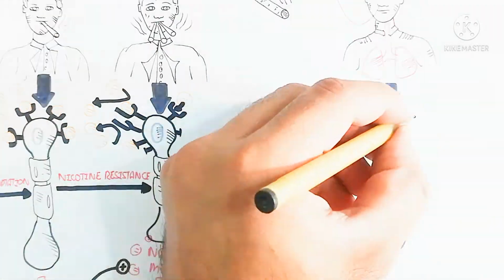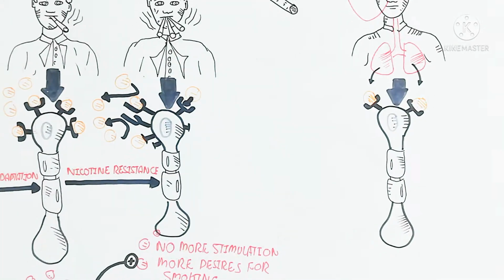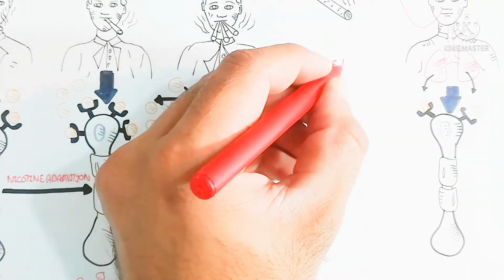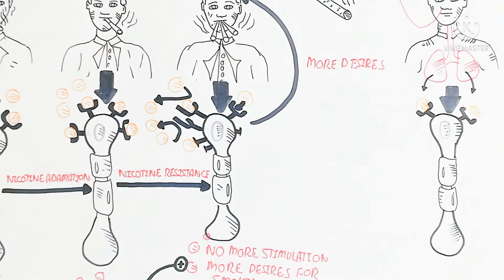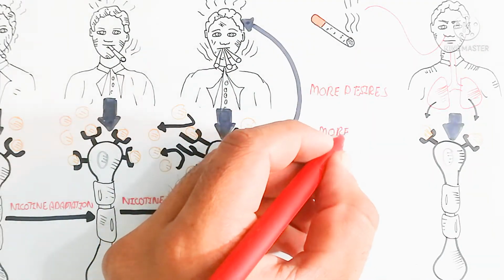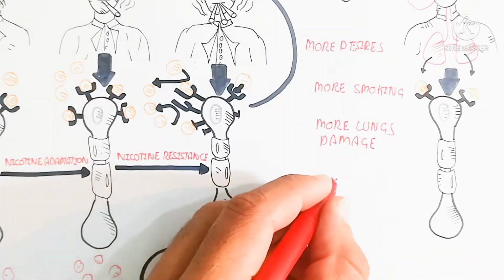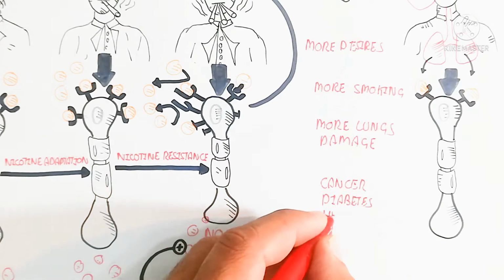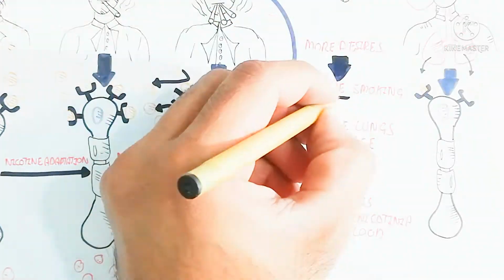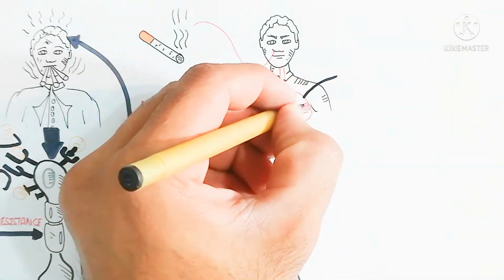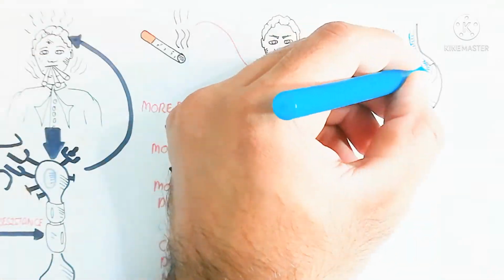So here is the passive smoker. That was the active smoker, but the passive smoker means the person beside the active smoker who gets the smoke from the other person, leading to inhalation of the smoke into the lungs. So here too there is more desire, more smoking, and more lung damage, leading to cancer, diabetes, and hypernicotinemia in the blood. In this way, the passive smoker will also be affected by this.